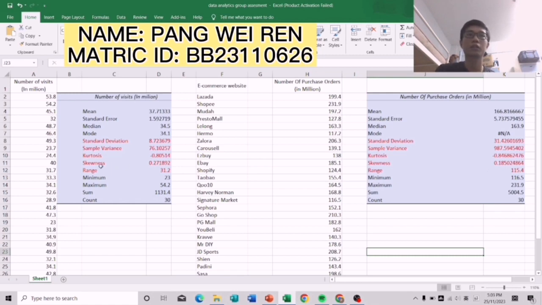Then the skewness for the number of visits is 0.271892. Then the skewness for the number of purchase orders is 0.18502248664. And the last, the range for the number of visits is 31.2, and the range for the number of purchase orders is 115.4.